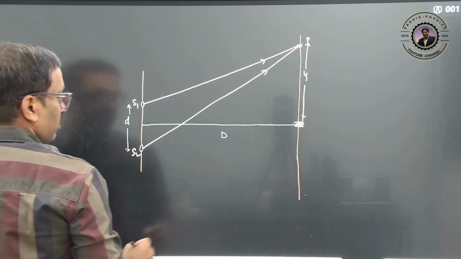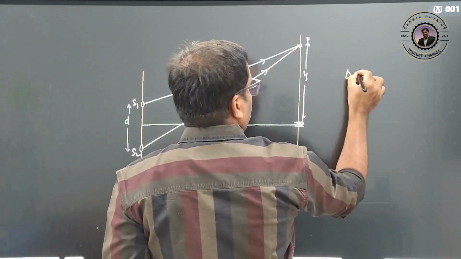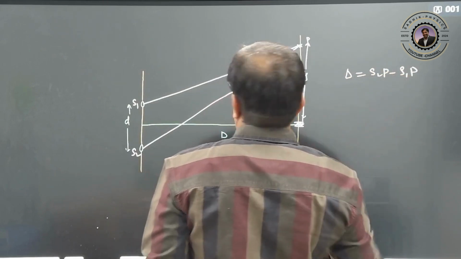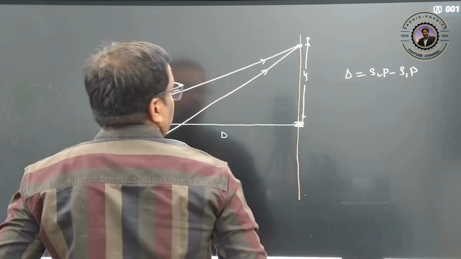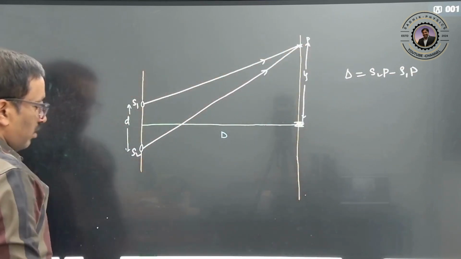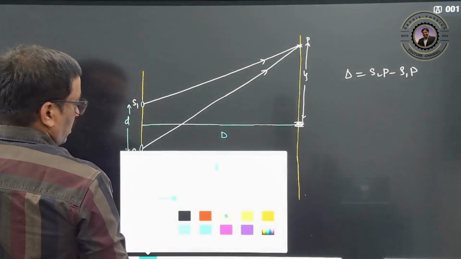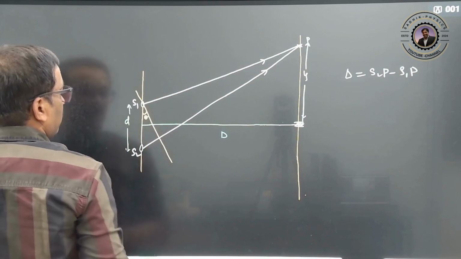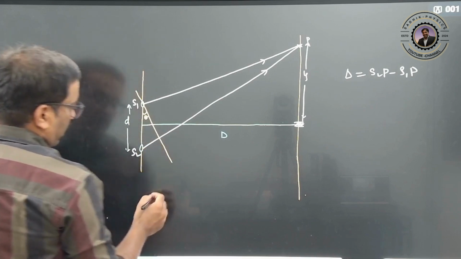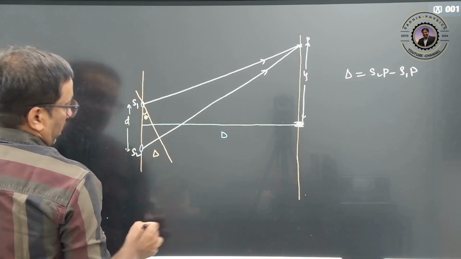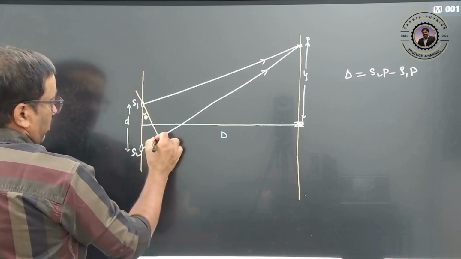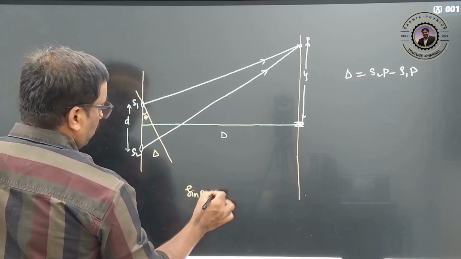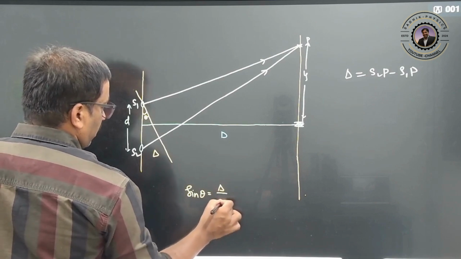So you can write the path difference as S2P minus S1P. Clear? This is the path difference we want to calculate. Here we can use trigonometry so that you can calculate very easily. Suppose this is an angle theta here. This is your path difference, opposite side, the perpendicular, and this is your hypotenuse. So sin theta equals delta by d.